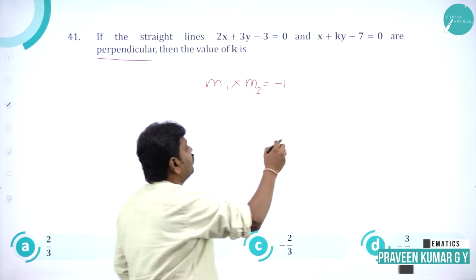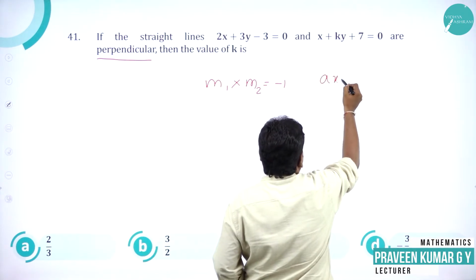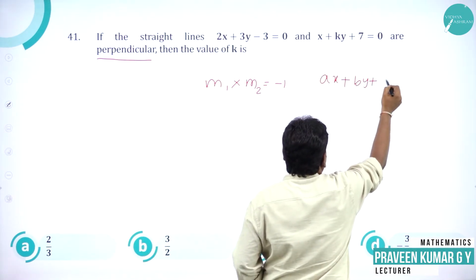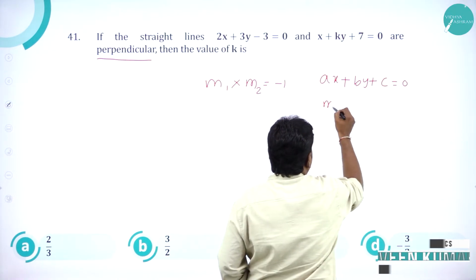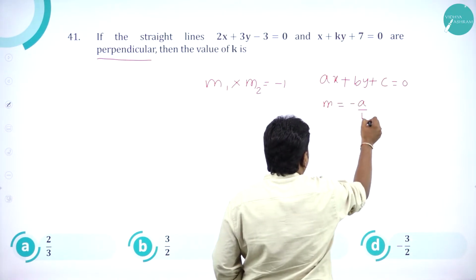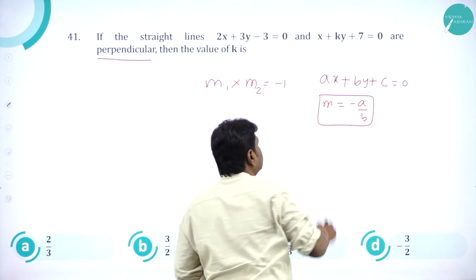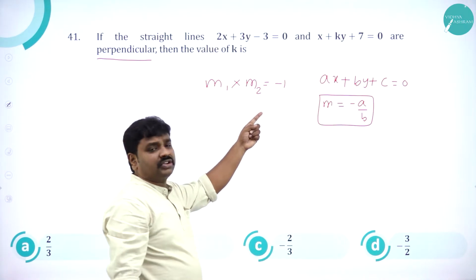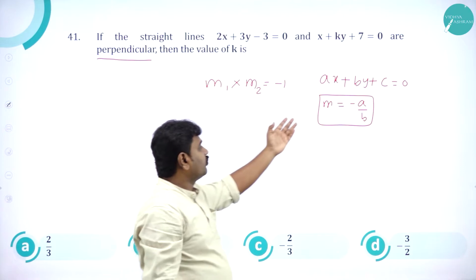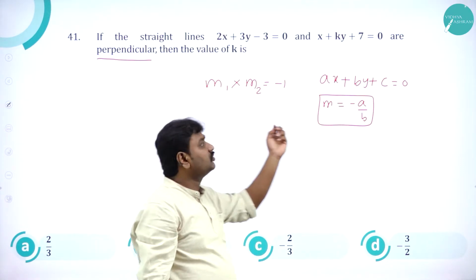How to find m1? If line is of the form ax plus by plus c equal to 0, line general form alidra, slope enagutte minus a by b. Adanna matte neevu slope intercept form ig convert maadi time waste maadabadi. So product of slopes is minus 1 because they are perpendicular, and how to find slope? Minus a by b. If you know these two things, you can apply.